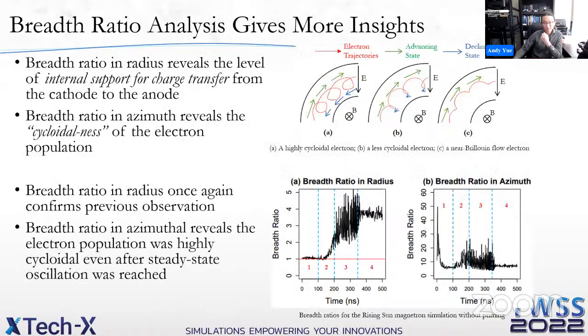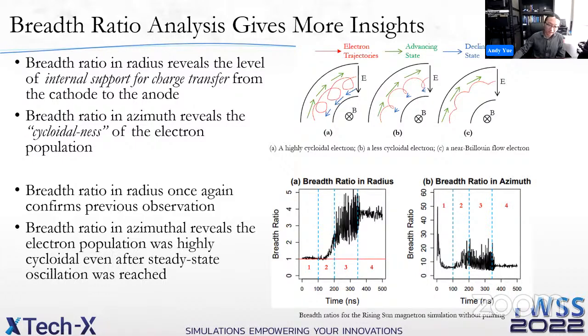The other new analysis technique is the breadth ratio analysis. For this analysis, we first define a nominal direction of movement for each axis. In the context of our cylindrical magnetron, the nominal direction of movement in radius is the positive radial direction, since we want electrons to flow from the cathode to the anode. The nominal direction of movement in azimuth is the positive azimuthal direction, since the direction of our external magnetic field dictates the electron spoke will rotate in the positive azimuthal direction when the device is oscillating.